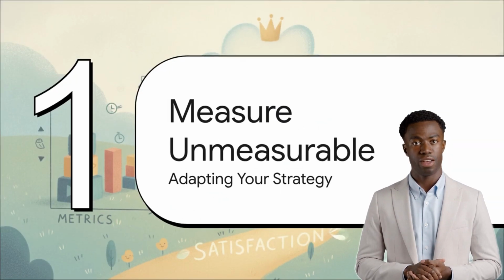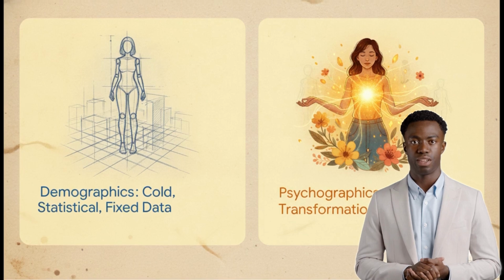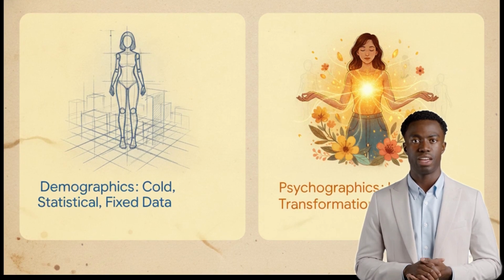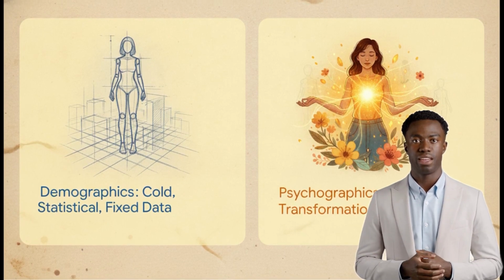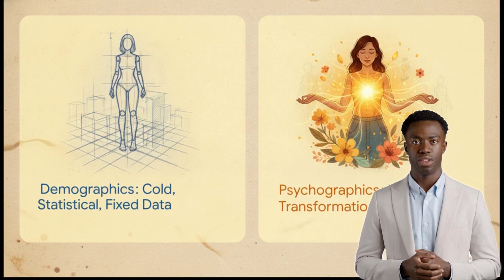Section 5, measuring the unmeasurable. So what does this all mean for you? How do you, as a focused learner and creator, adapt your strategy to succeed in an algorithm that is actively prioritizing human emotion? Well, we have to learn how to measure the unmeasurable.